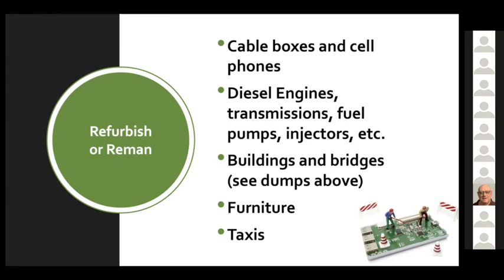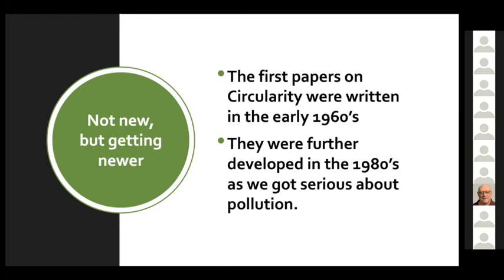They keep remanufacturing them. The first papers on circularity were written in the early 1960s, and then they were further developed in the 1980s. As we got more serious about pollution and resolving the pollution issues, they started, and we're seeing more and more of it now.